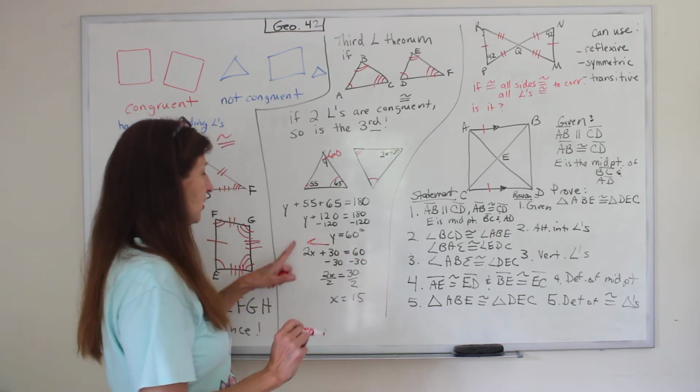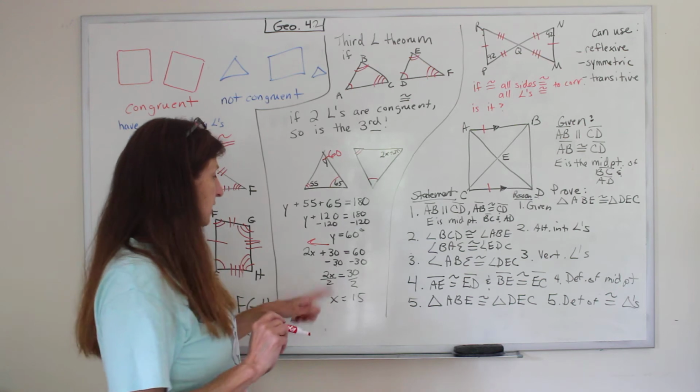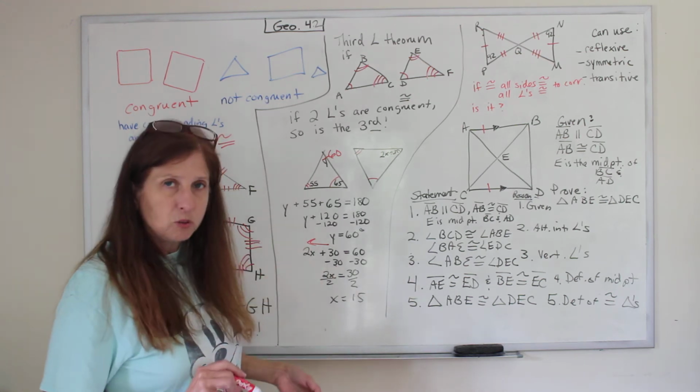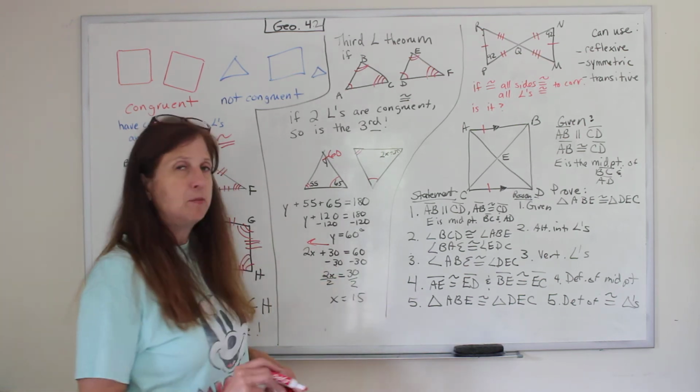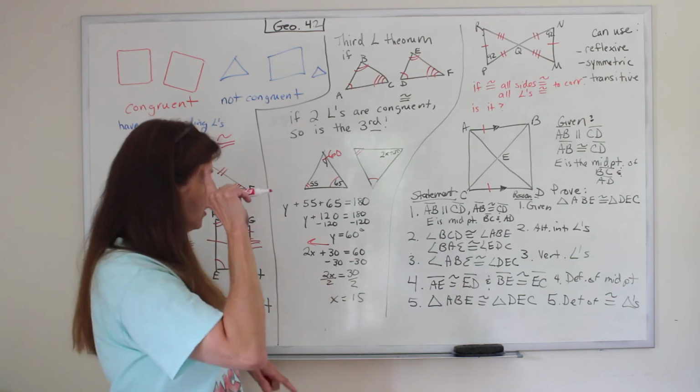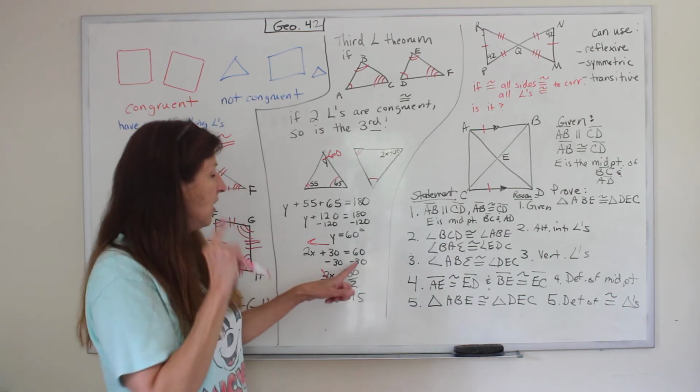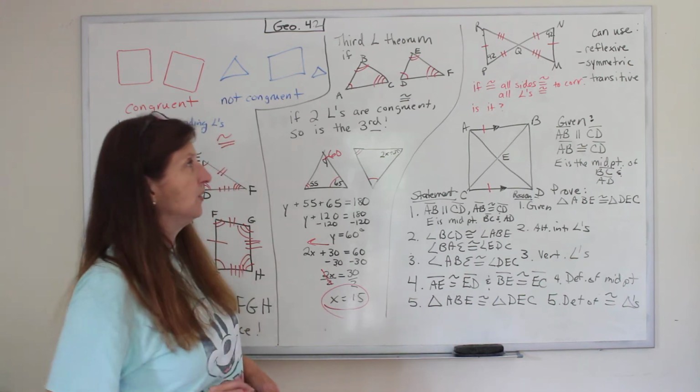60 minus 30 is 30. Bring down what you didn't mess with, 2x. Why is x on line, it's multiplied by 2, so we do the opposite. We divide by 2. What you do to one side, you do to the other. Those cancel out. 30 divided by 2, x equals 15.